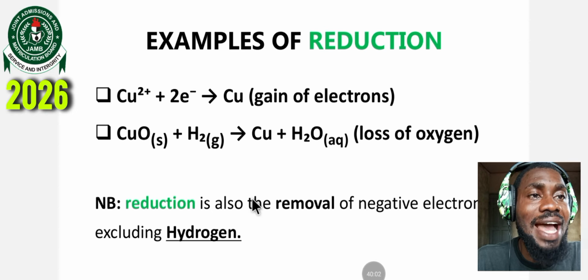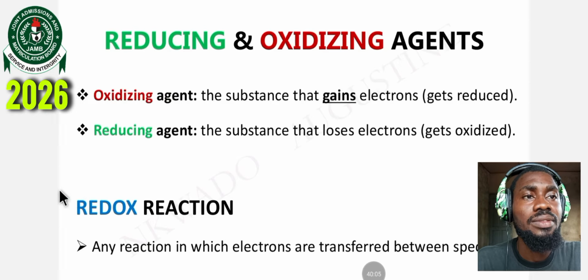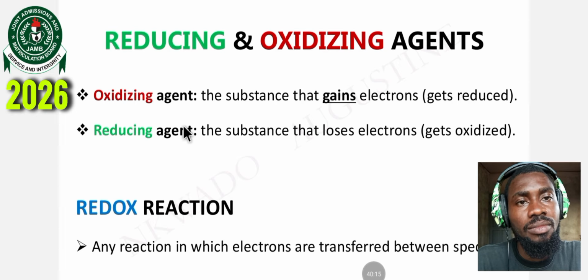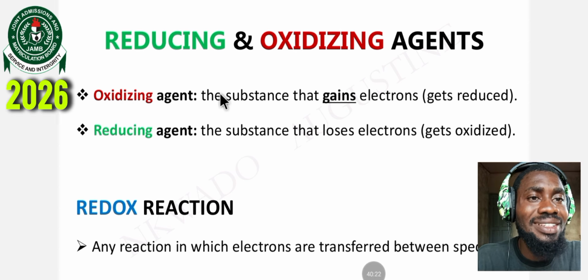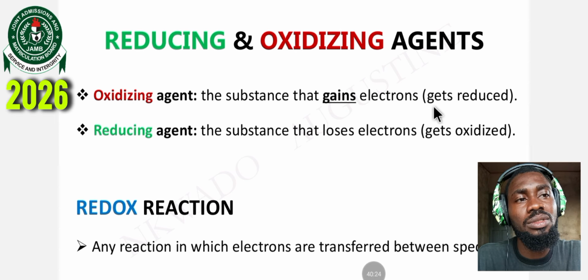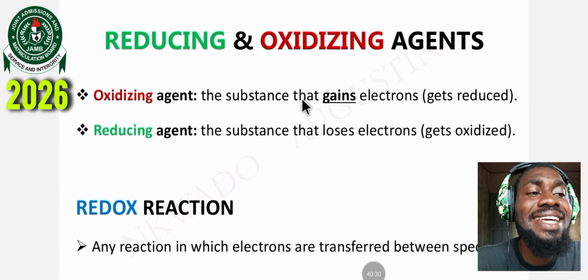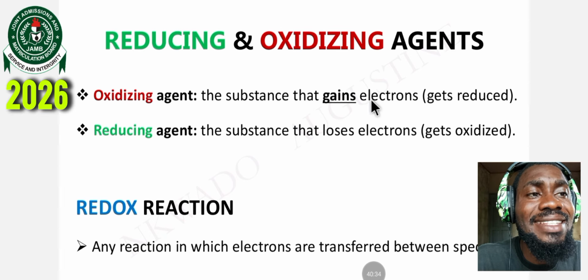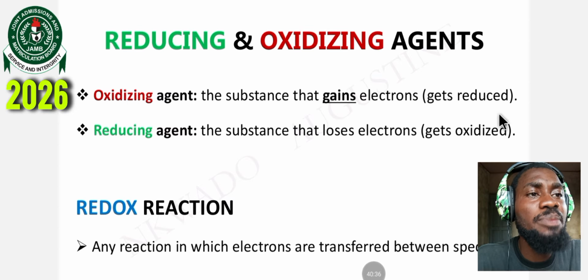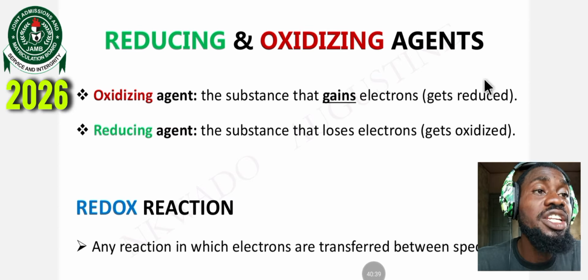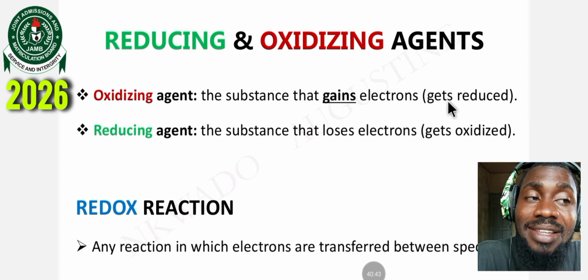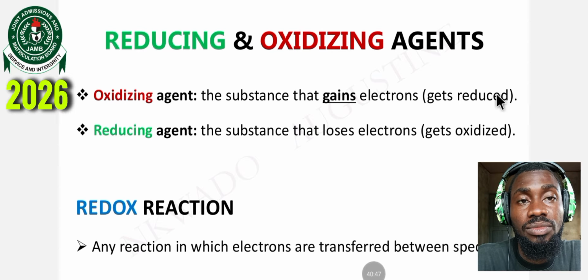Let's understand and know how to identify oxidizing agents and reducing agents. What are oxidizing agents and what are reducing agents? Oxidizing agents: the substance that gains electron, gets reduced. So an oxidizing agent is a substance that gains electron, and as it gains that electron, it gets reduced in the process. So in the process of acting as an oxidizing agent, the substance gets reduced.